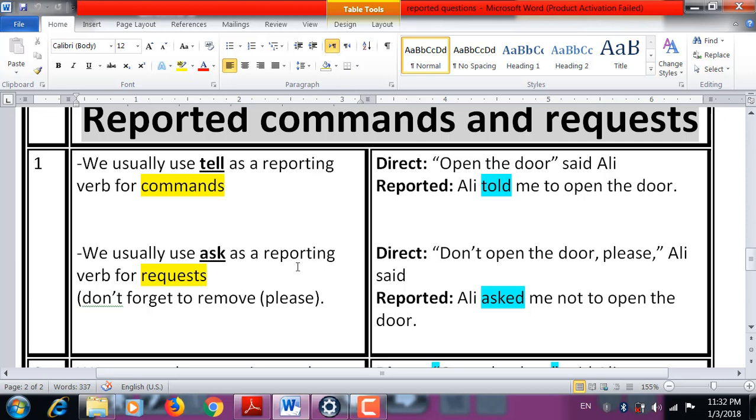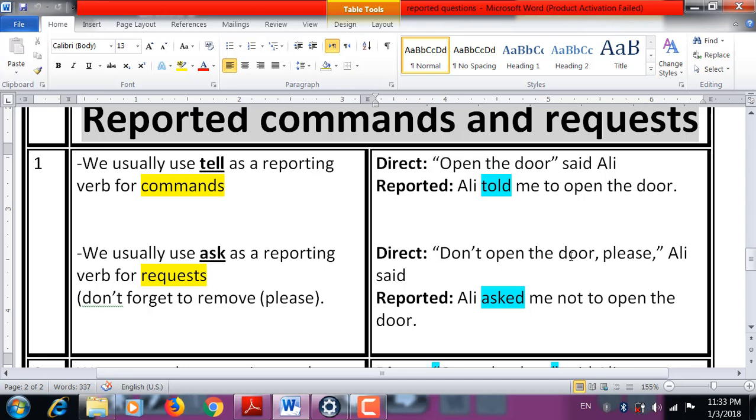But if it is a request, we have please here. So this is what we call a request. We use the reporting verb ask. So if we have please, we use ask. If we don't have please, we use told. So we usually use ask as a reporting verb for requests. Don't forget to remove please.